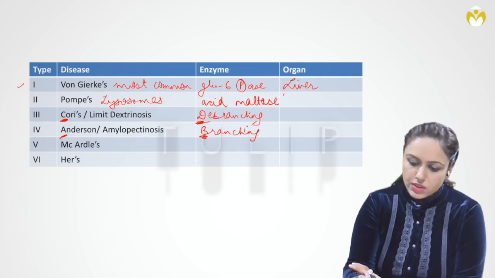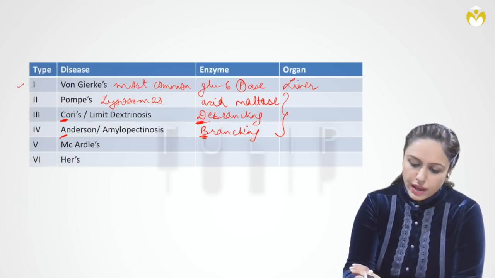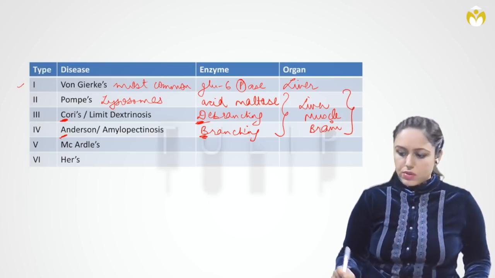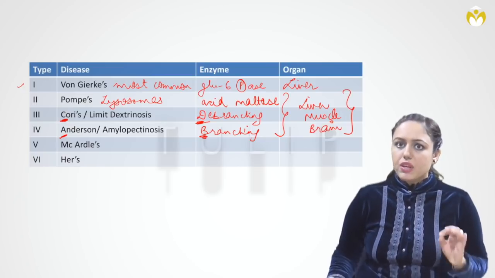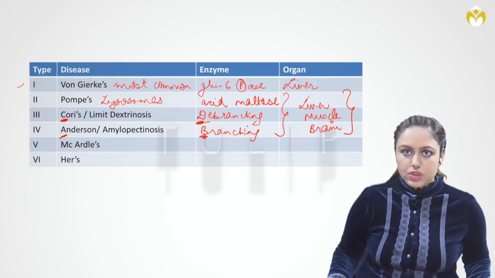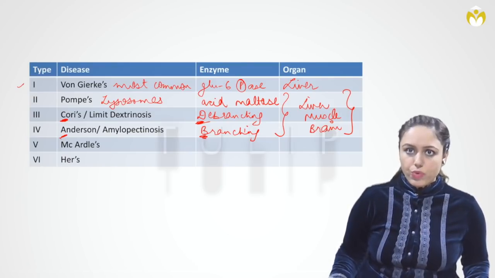Now these three diseases, type 2, 3, 4, affect all the organs wherever glycogen is stored, that is liver and muscle. And some amount of glycogen is stored in the brain also, so the brain is also affected in these three diseases. I'll give you one trick for solving these questions. If they give you a clinical picture that liver, muscle and brain all are affected, then you're very sure it is either type 2 or type 3 or type 4.